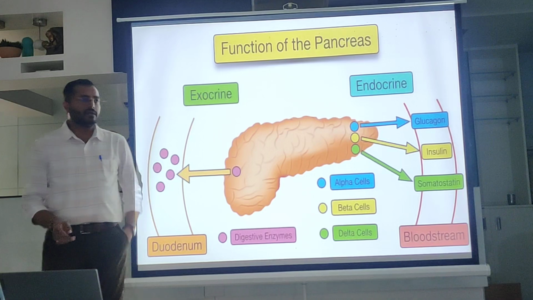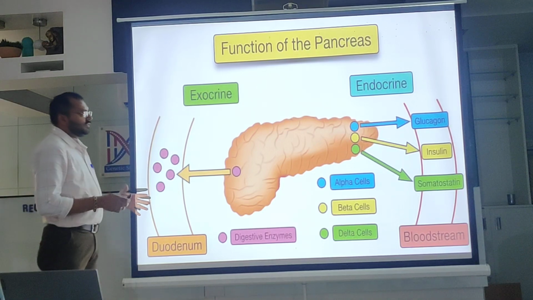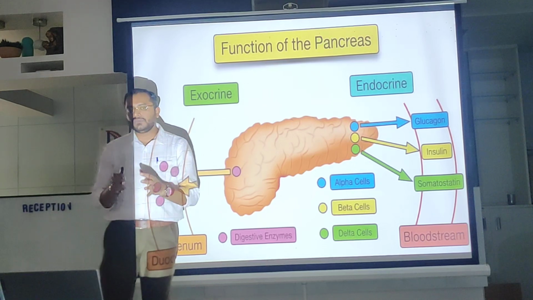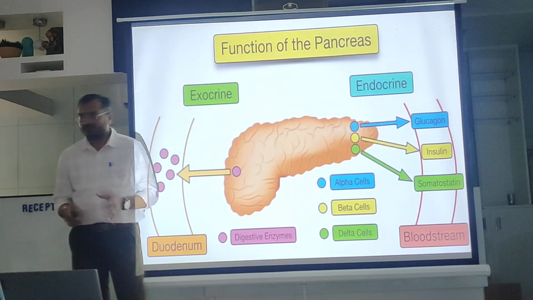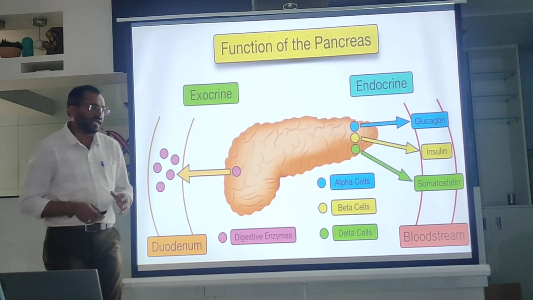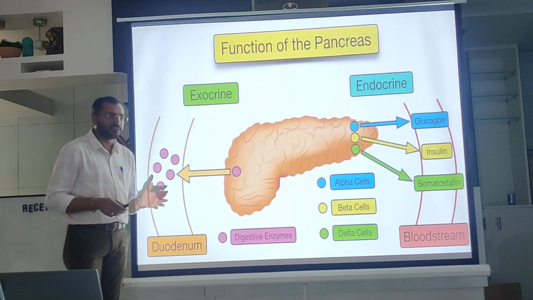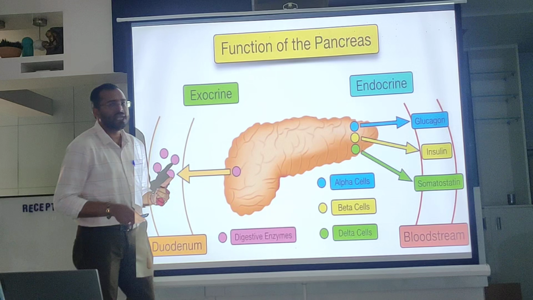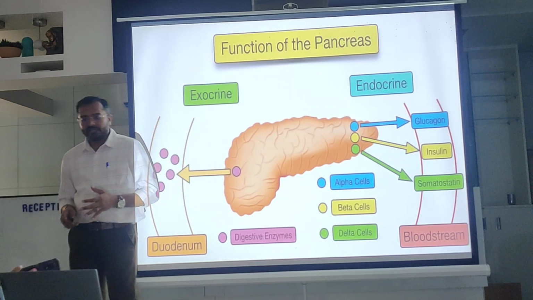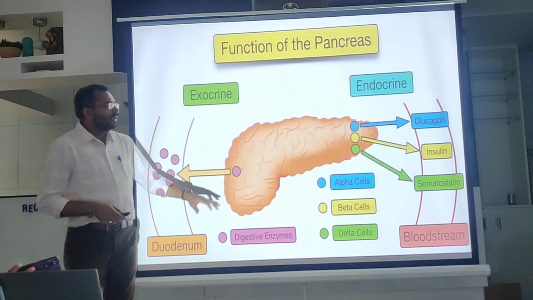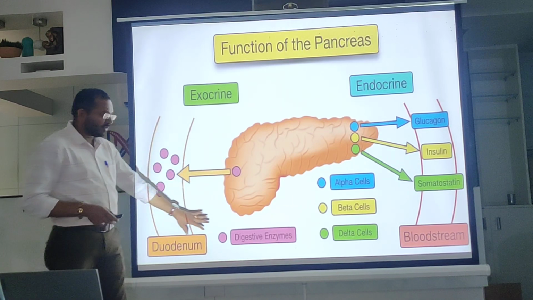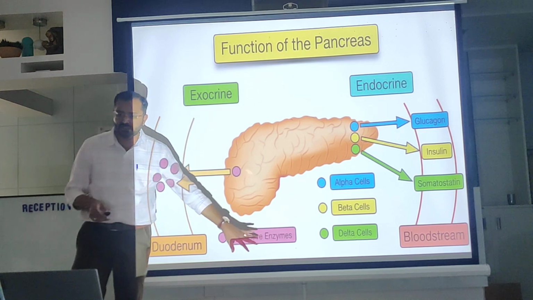So to understand the basic aspects of diabetes and glucose metabolism, we need to understand the pancreas. As you all know, the pancreas is a gland, and the gland has two functions: one is the endocrine function and one is the exocrine function. The exocrine function leads to digestive phenomena and acts on the duodenum, so it produces certain digestive enzymes.